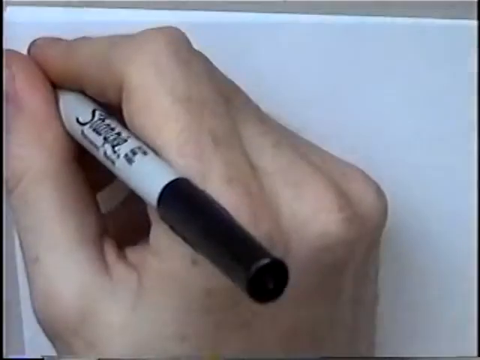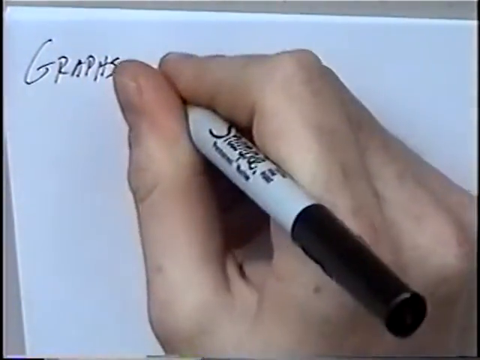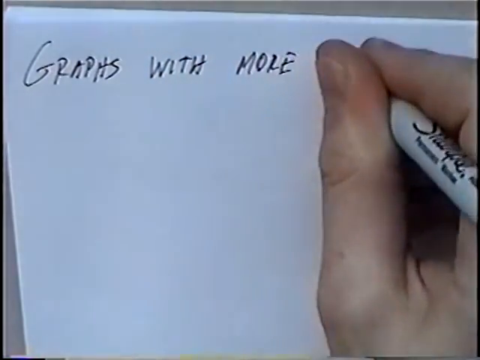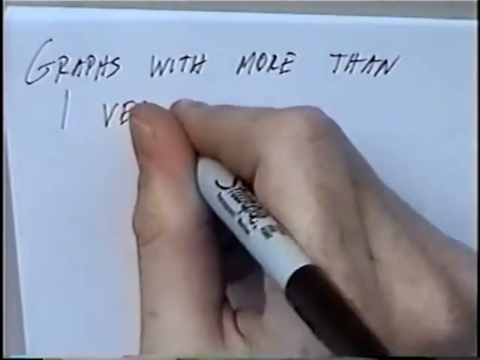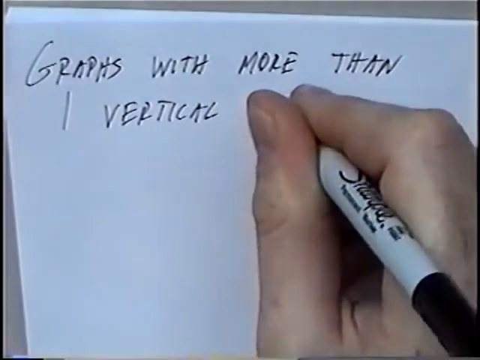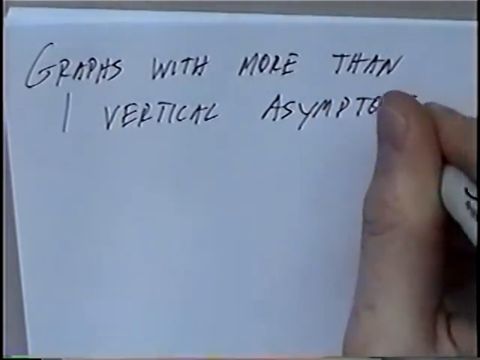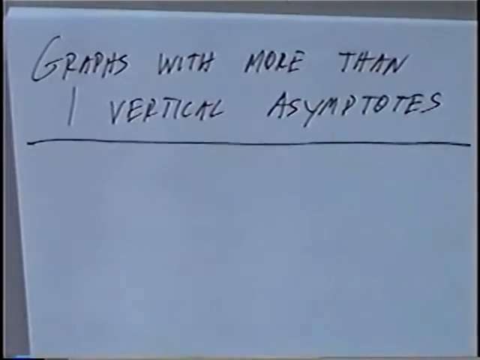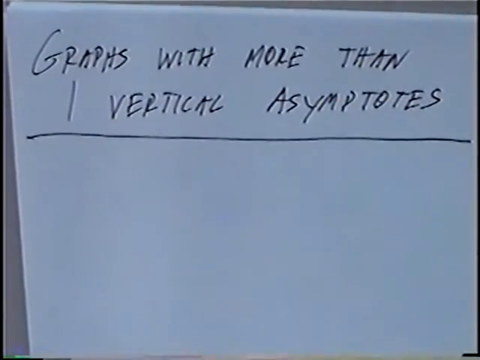Title of the last section today is Graphs with more than one vertical asymptote. In this section, we'll look at a graph that has more than one vertical asymptote, which will change the number of sections that we'll graph for the equation.